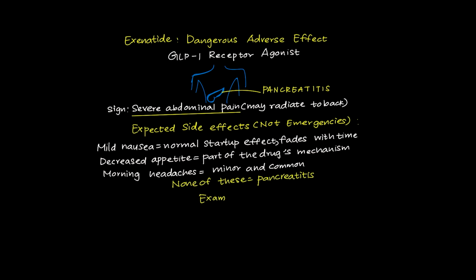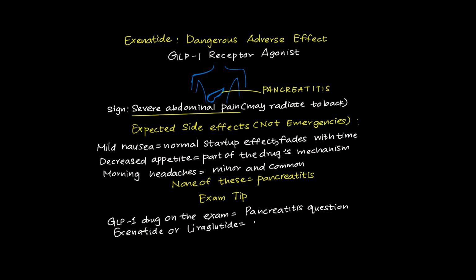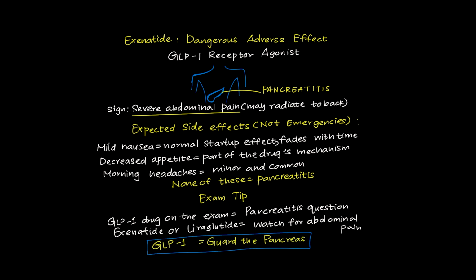Here's a WGU D455 exam tip for you. GLP-1 receptor agonists and pancreatitis go together on exams. When you see exenatide or liraglutide, the dangerous adverse effect is always abdominal pain, suggesting pancreatitis. Quick recall hook: GLP-1 drugs, guard the pancreas. Abdominal pain, alarm.